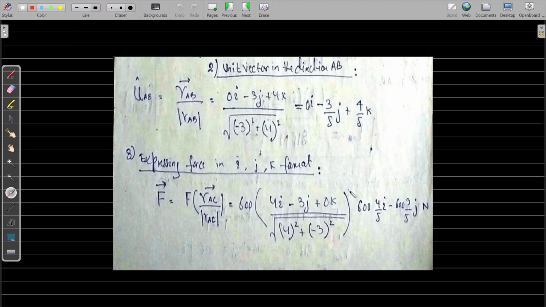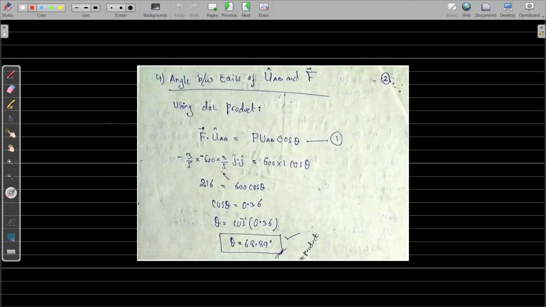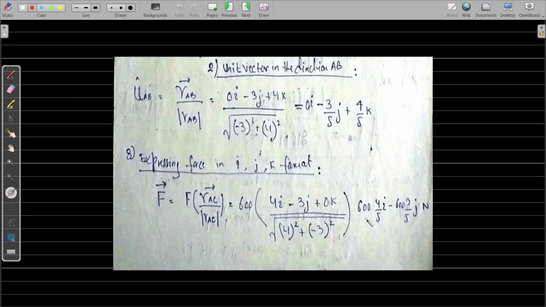Okay, so as you can see, we basically have to take the dot product. The end result of this will be a scalar value. So when we take the dot, it will be 600 into 4 upon 5 i into 0 i, so it is nullified. What about this one? Minus 600 into 3 upon 5 j dot minus 3 upon 5 j.